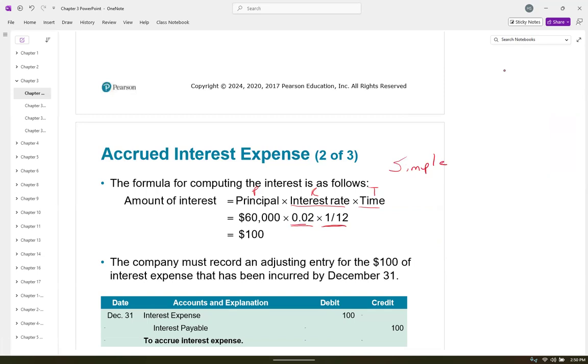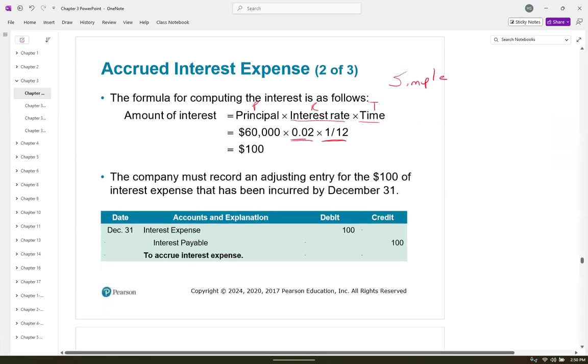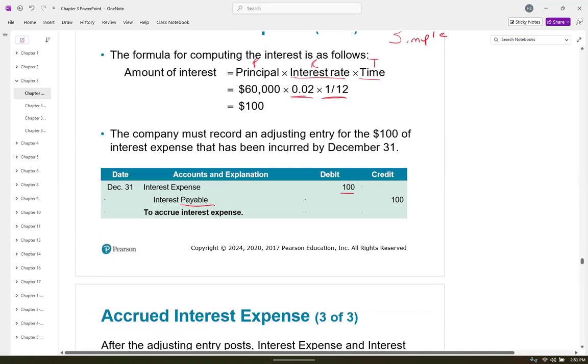So this company has to record on December 31st. They're not paying this $100 of interest. They're going to pay it sometime in the next year. But for December 31st financial statements, we have to get this $100 on the books. Okay. Remember this interest payable, just like the salaries payable, is going to hold it till it crosses the year end. Okay. So that is your adjusting entry.